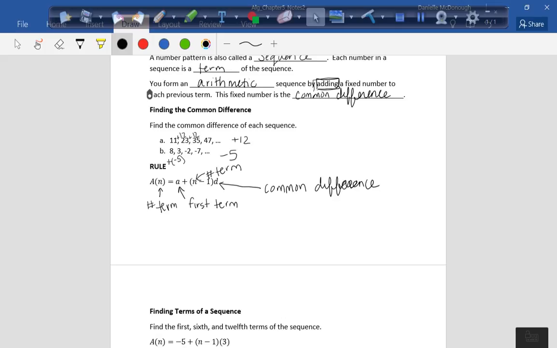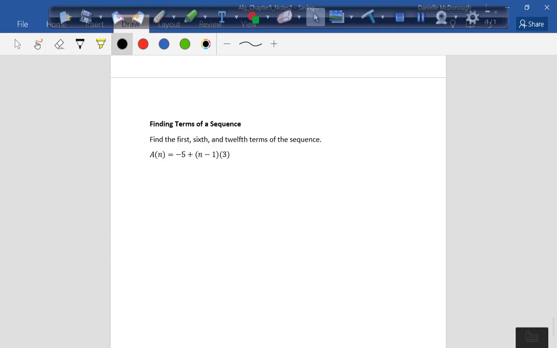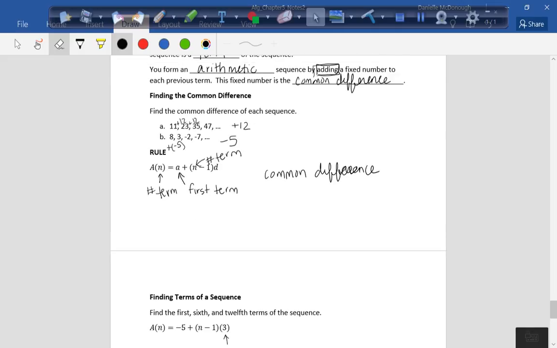Okay, so this is written in function notation, so a of n equals a plus n minus 1 times d. So let's look at one of these examples. So it says finding terms of the sequence. It says find the first, 6th, and 12th terms of the sequence. And so as I look through here, first of all, I just want to point something out. This 5 right here is the first term of the sequence. This 3 right here is the common difference. Okay, so those are a couple things that I just want you to pay attention to as we go through.